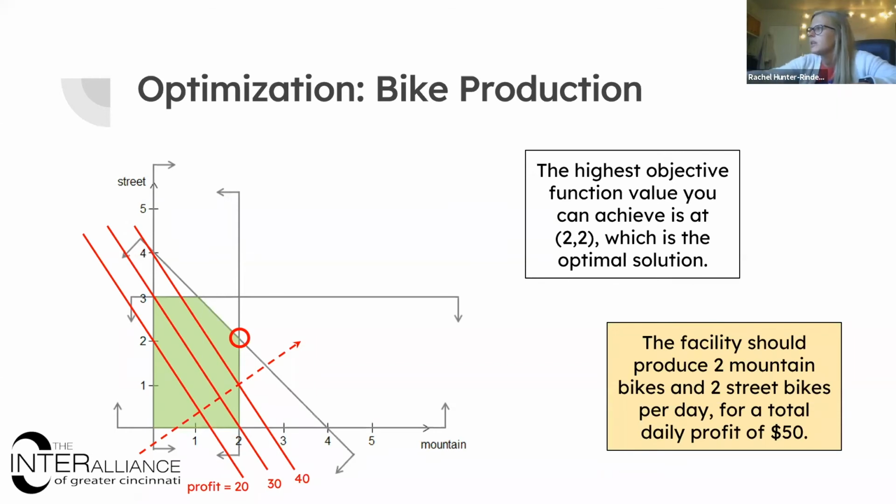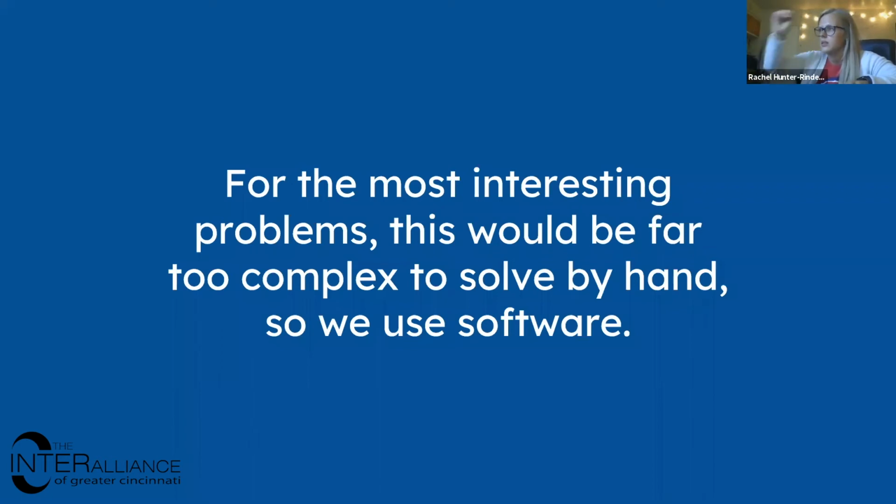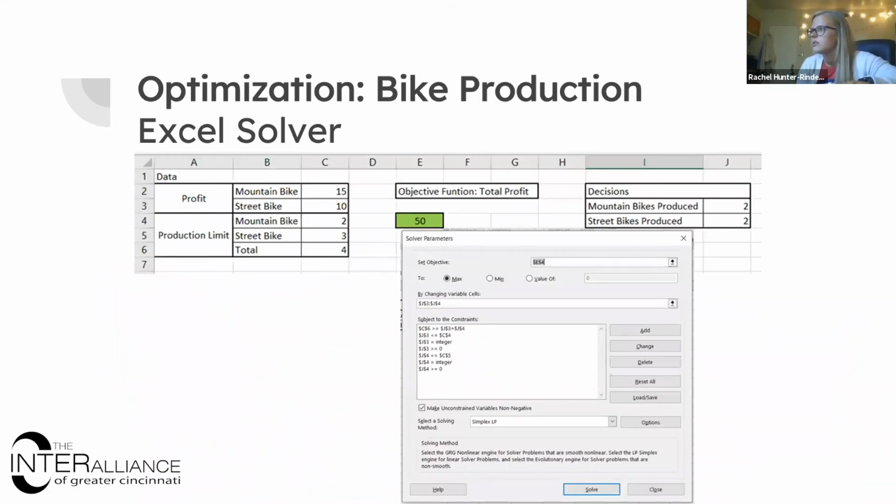So we can see that our highest objective function value we can achieve is at the 2,2, which we would consider the optimal solution. So our answer to the original question of the problem is that the facility should produce 2 mountain bikes and 2 street bikes per day for a total daily profit of $50. So like I was just saying, for the most interesting problems, and for really any interesting problem, this is going to be far too complex to solve by hand. So we use software to do this.